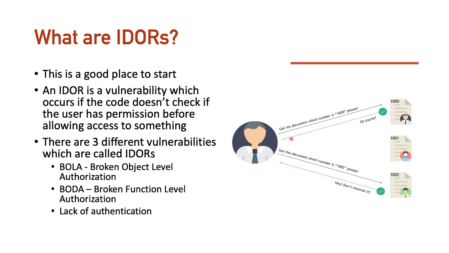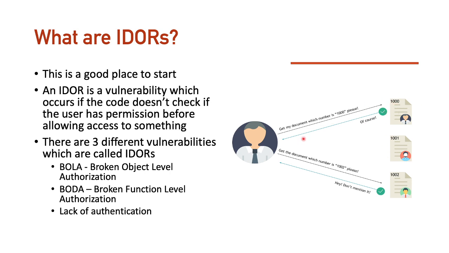Well, fundamentally, it is a problem in the code where the code isn't checking if a user has permissions before allowing them access to something. Okay, so let's have an example here. So this is kind of Blue Background Man, and Blue Background Man says, get my document, which is number 1000. And the web server goes, of course, and then delivers this document number 1000.